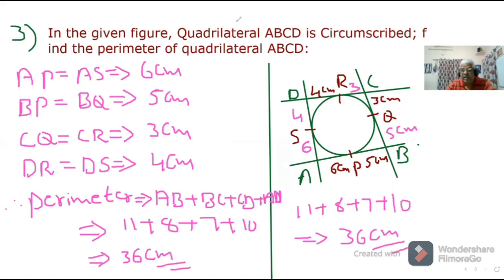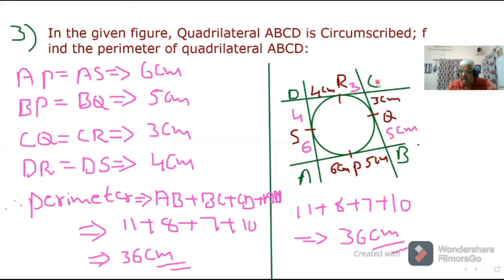Now, once again, I explain this one. You please concentrate. A is the external point. Therefore, AS and AP are the tangents drawn from the external point A. They are equal. Both of them are equal to 6 cm. B is the external point. BQ, BP are the tangents drawn from the external point. They are equal to 5.